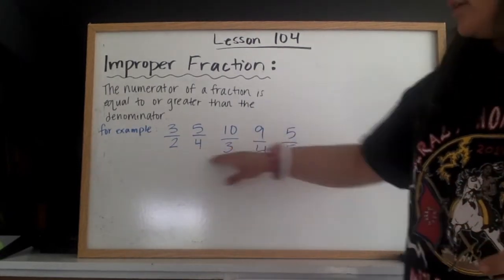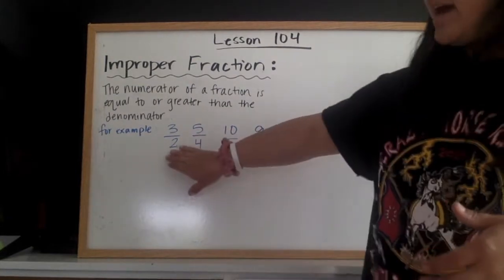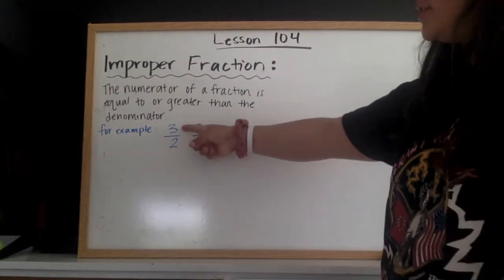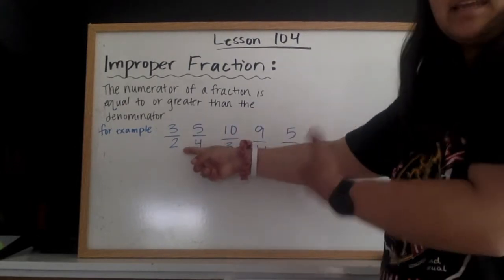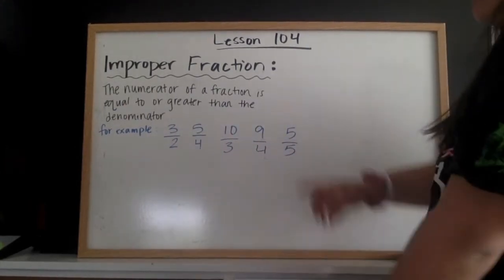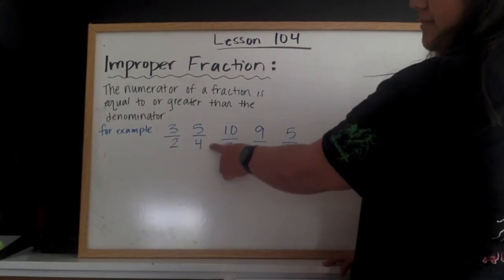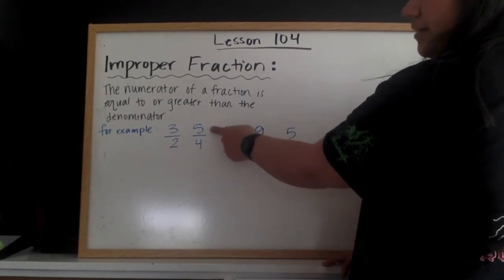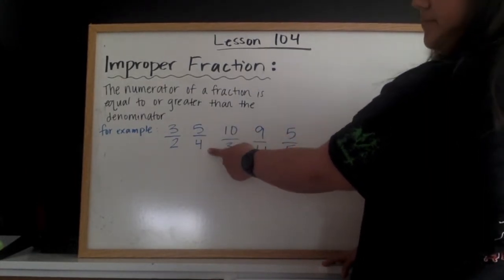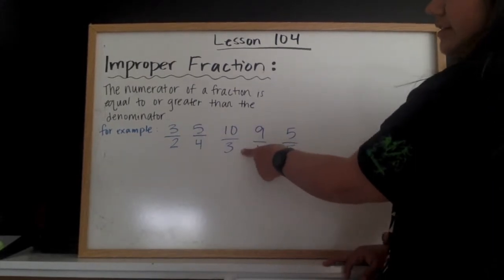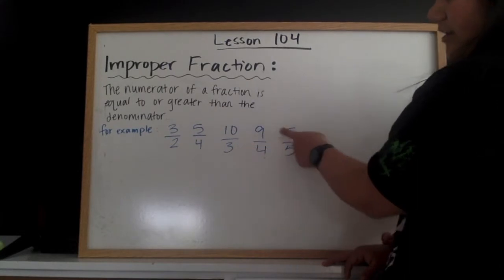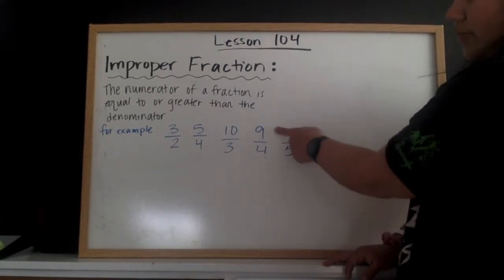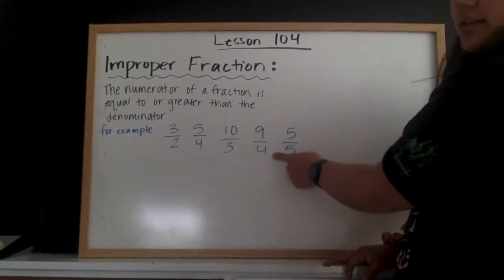So, for example, this 3 halves here. You have 3, which is bigger than the 2. So the numerator is bigger than the denominator. That makes it improper. The 5/4. The 5, the numerator, is greater than the 4, the denominator. 10/3. The numerator is greater than the denominator. 9/4. The numerator is greater than the denominator.